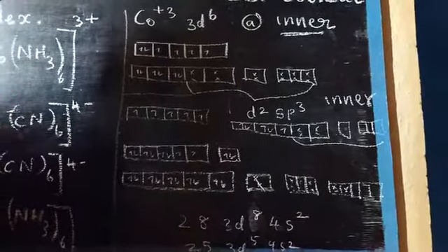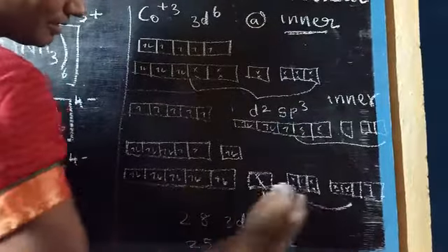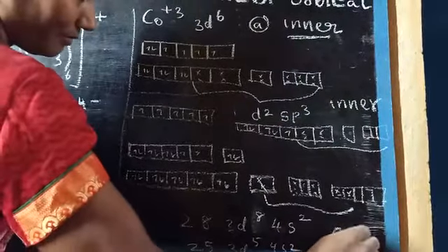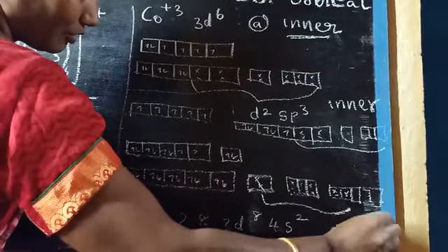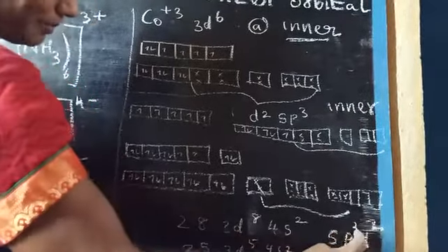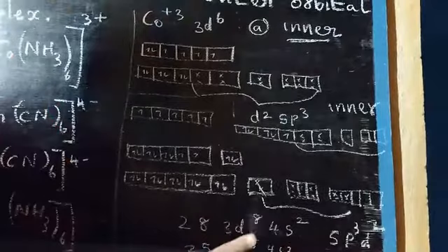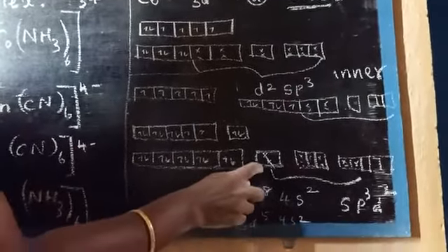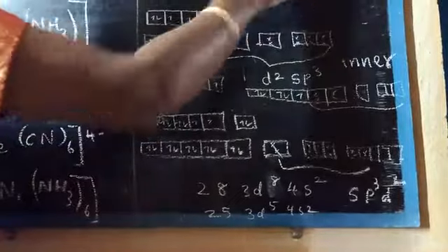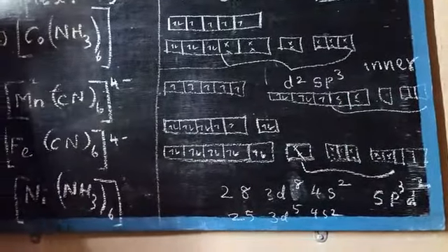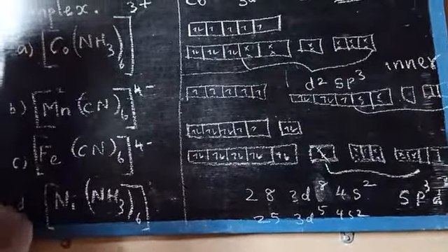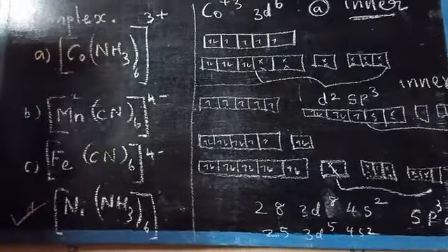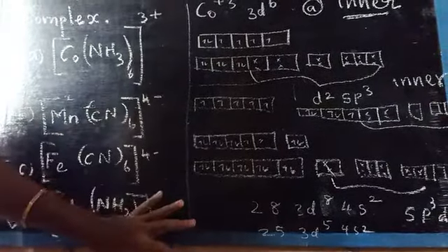So what about the hybridization here? Yes, sp3d2. So totally 3 plus 2 is 5, 5 plus 1 is 6. Are you clear, children? So now at the same time electron enters from the s orbital, so it is an outer orbital complex. So among this, which one is the correct option? Option D.